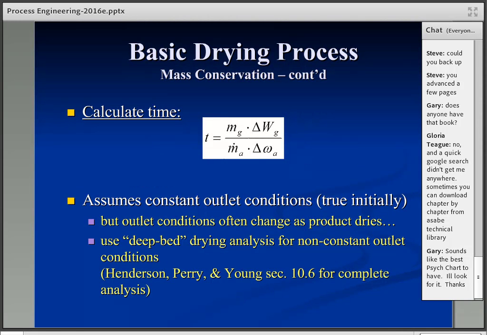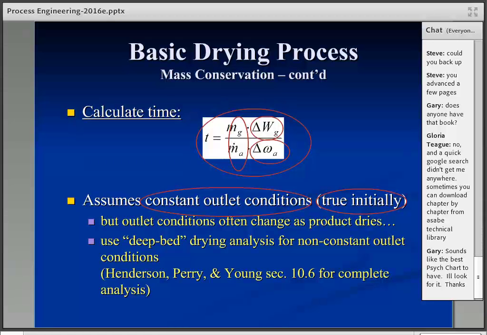If you solve that equation for time, if that's what you want to know, this is what it looks like here. And so if you know all those values, the moisture content difference for the grain, the humidity ratio difference for air at the inlet, air at the outlet, and you typically are going to know a mass flow rate of air and a mass of grain material, you can just calculate a time. But just realize it assumes a constant outlet condition. It assumes that initial condition, it's true initially, but that changes during the process.